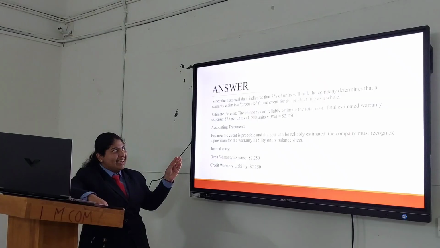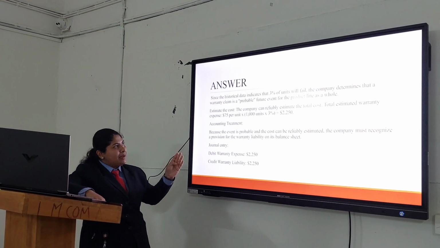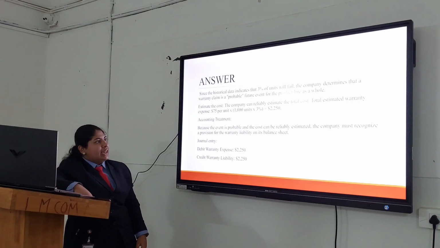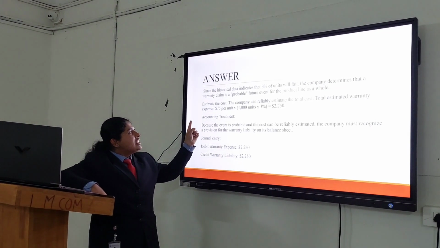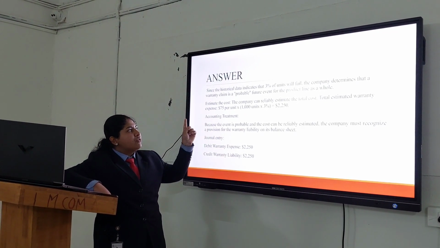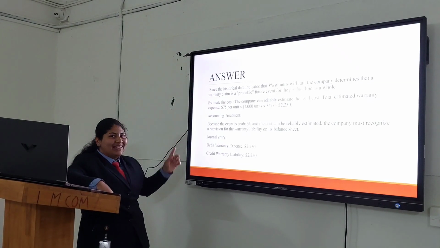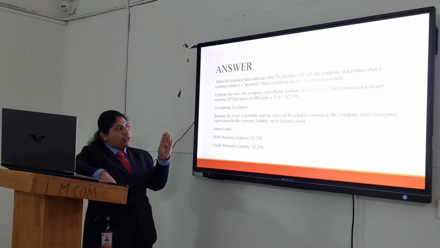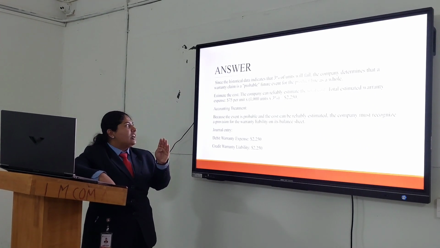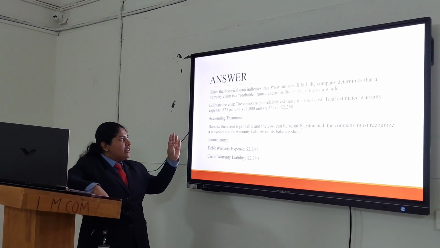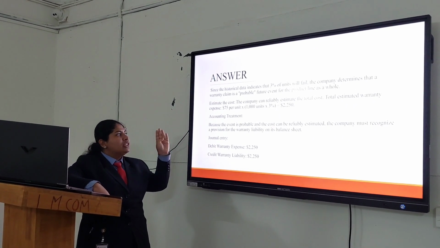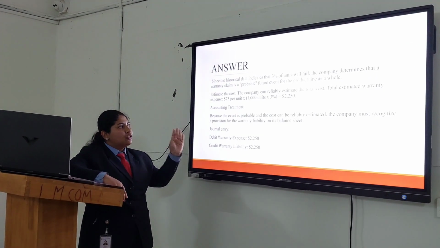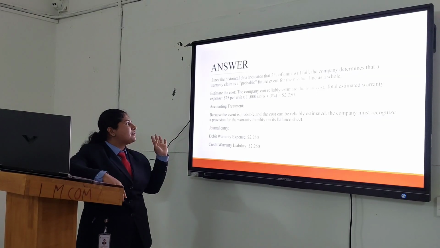Since the historical data indicates that 3% of the units will fail, the company determined that a warranty claim is a probable future event for the product line as a whole. Estimate the cost: the company can reliably estimate the total cost. Total estimated warranty expense is $75 per unit times 1000 units times 3%, which is equal to $2,250.